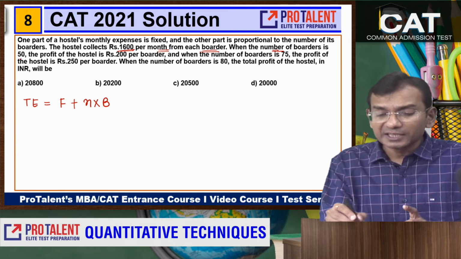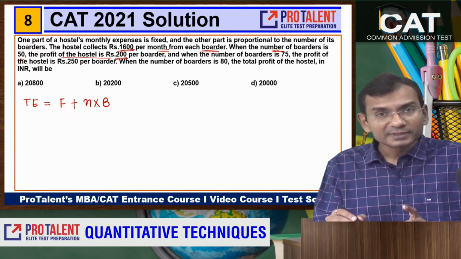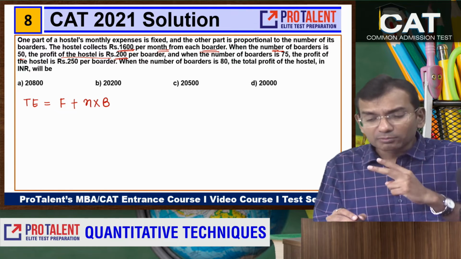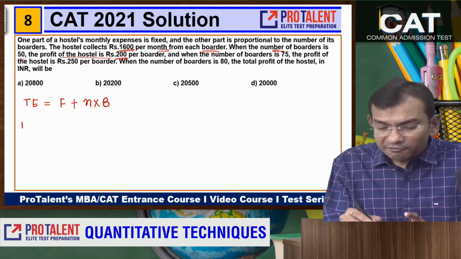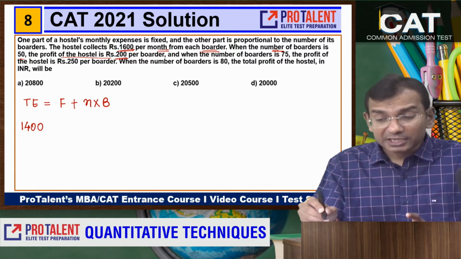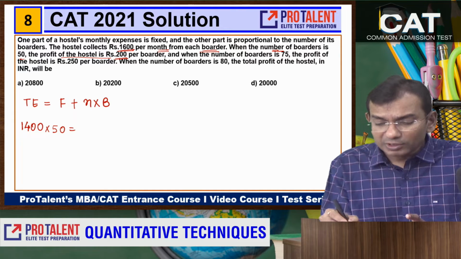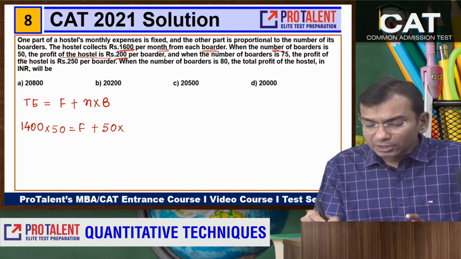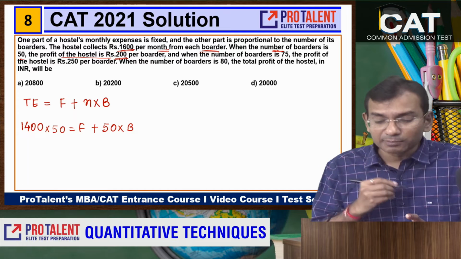When number of borders is 50, the profit of the hostel is 200 per border. Profit कितना है, 200 per border, which means actual expense will be 1400. मैंने 200 माइनस कर दिया. 1400 into 50 is equal to fixed plus number of borders 50 into B, that is some cost, that is a variable cost.